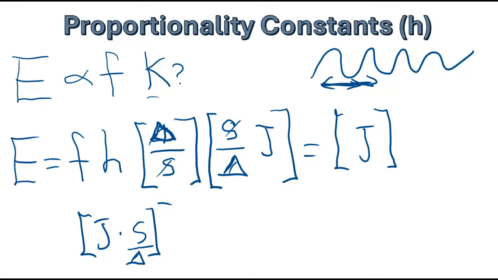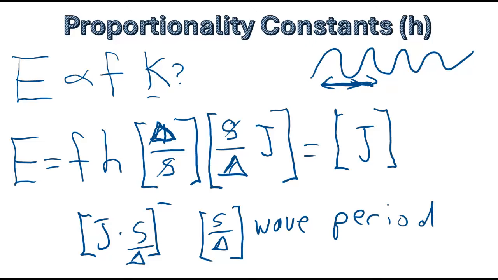And the units second per cycle are the units of the wave period. So the units of Planck's constant literally translate to, you can read it like a book, the energy of, okay, times and of are the same. So joule times second per cycle literally translates to the energy of one wave period.